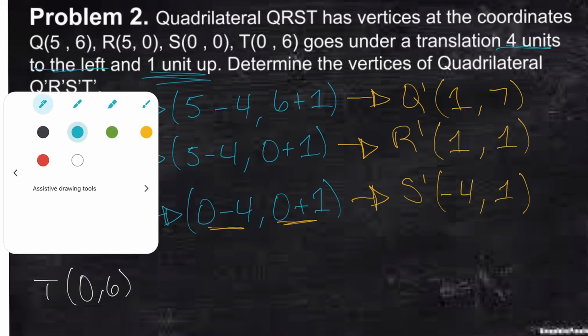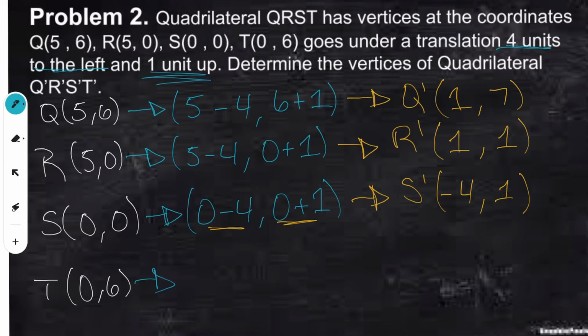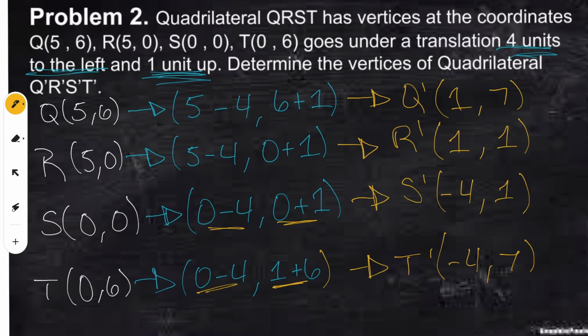And last but not least, T. Again, we're moving 4 units to the left, so I'm subtracting 4 from my x value, which is 0, so 0 minus 4. And we're moving 1 unit up, so I'm adding 6 onto my y value of 1. And this gives me the point T prime on my image, which is 0 minus 4, which is negative 4, our x value, and 1 plus 6, which is 7, our y value.